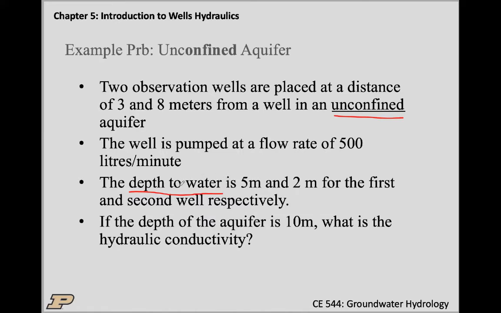So in this case, for the unconfined case, it's actually depth to the water. But for the confined case, it should have been depth to the piezometric surface, right? But anyways, otherwise, everything's the same, right? 500 liters per minute, 5 meters and 2 meters in the first and second well that are 8 and 3 meters away. And then the aquifer depth is 10 meters. So everything is the same setup.